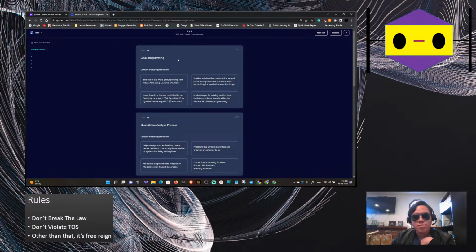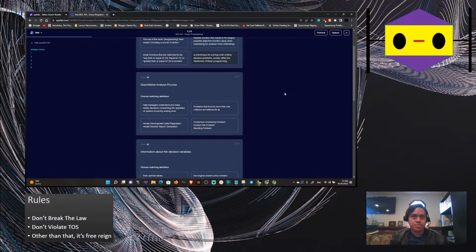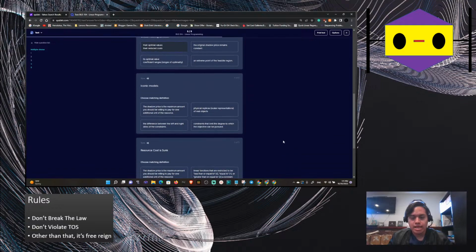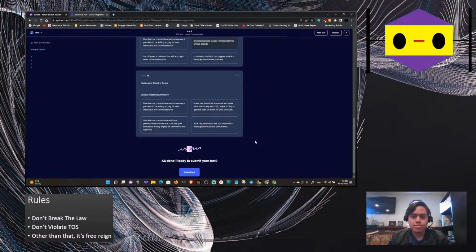Goal programming. G or D? Let's see. D. Quantitative analysis process. Model development. No, not this one. It's D. Production scheduling problem, mix problem. Information about the decision variables: optimal value and reduced cost. Iconic models, physical replicas, or real objects. Resource cost is sunk, the shadow price is the maximum amount you should be willing to pay for one additional unit of the resource.